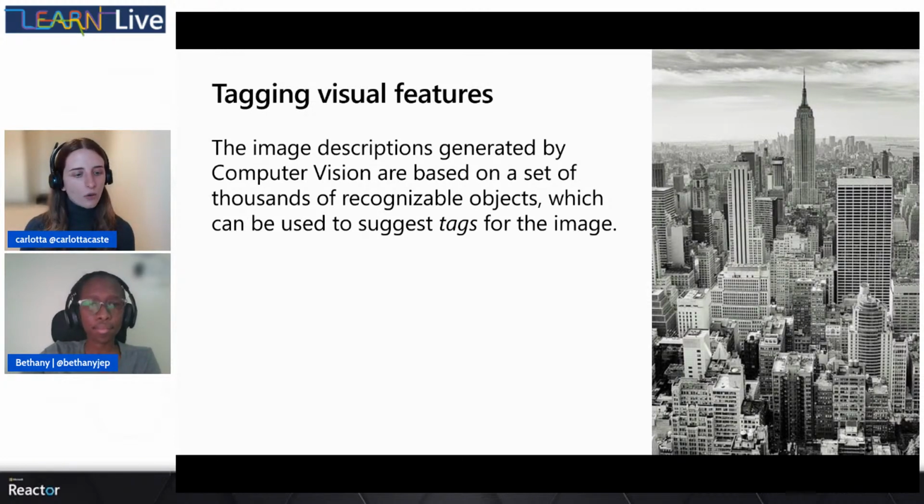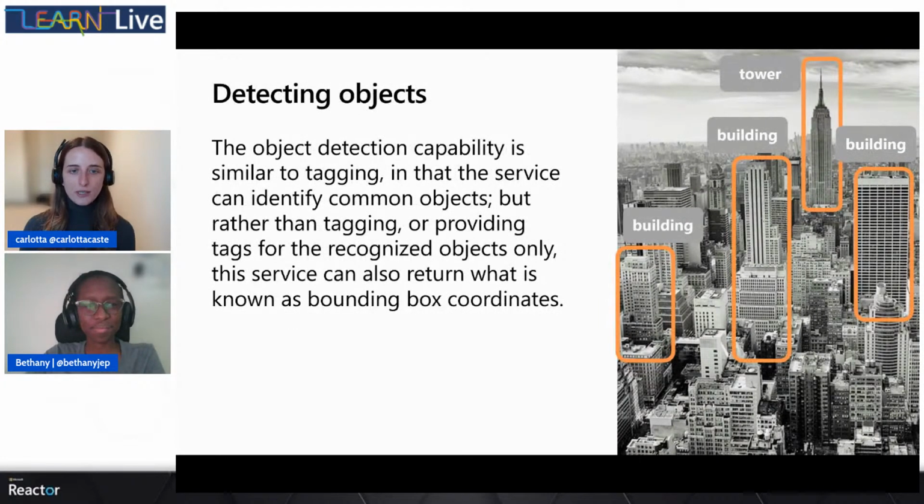So, for example, the tags returned for the same image we just saw with the description visual feature, the image of the Empire State Building, are skyscraper, tower, and building. So all the objects that the service is capable of recognizing in this image. Amazing, right? And the response of the service also returns a confidence score associated with each tag. There's a similar feature to tagging, which gives us further information about the detected objects if they are not abstract concepts. Right, Bethany?